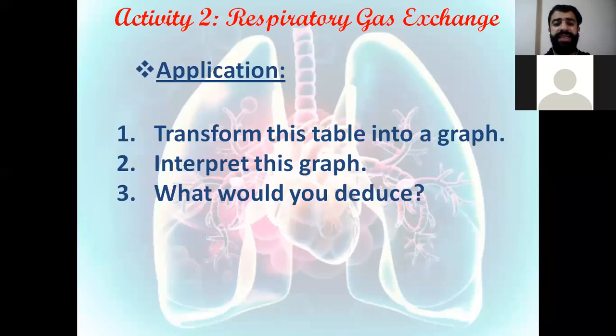First step, transform this table into a graph. We want to draw the graph. First of all, a graph should have 3 to 4 important notes. We're going to talk about them. Then we move to interpret. What do they say about interpret? It's analyze plus indication, what would you deduce or what can you conclude?